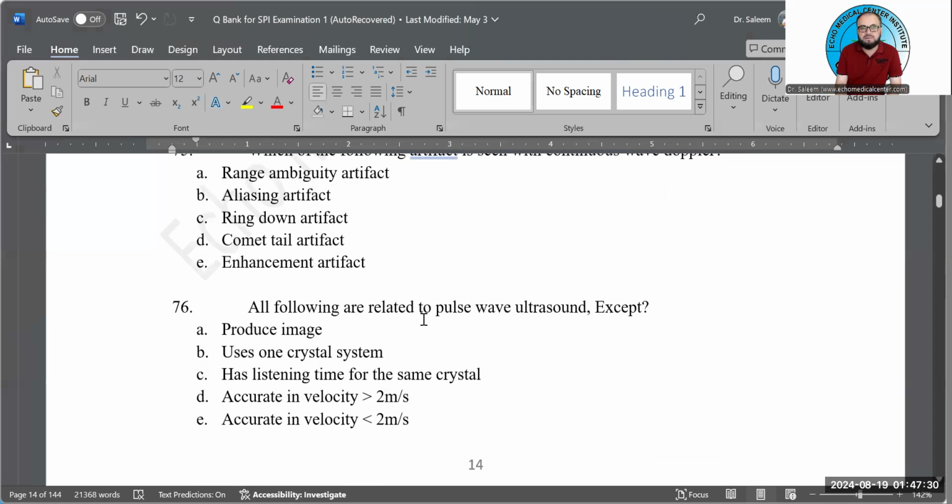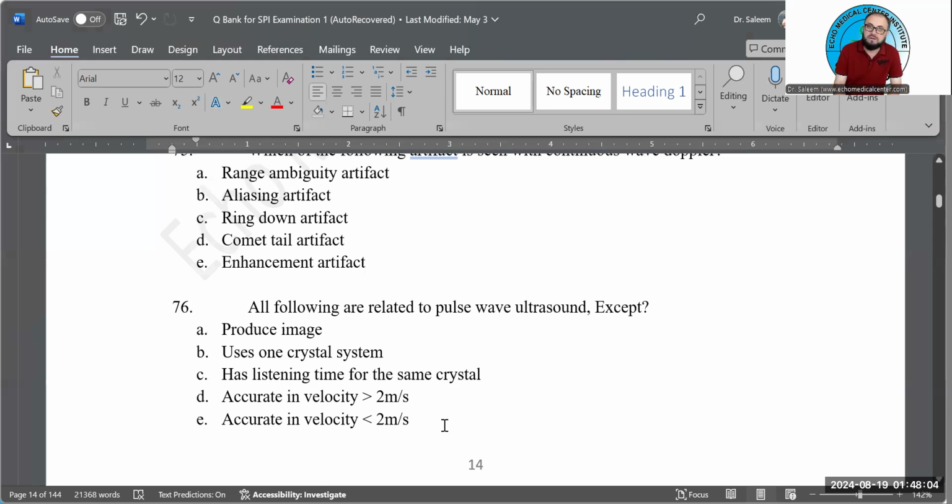All of the following are related to pulse wave ultrasound except. Like we just had a question earlier for the continuous wave, now we have it for the pulse wave ultrasound. So what do you think? Everything is related to the pulse wave, but there's one thing which is not. Produces image, uses one crystal system, has listening time for the same crystal, accurate in velocity more than 2 meters per second, accurate in velocity less than 2 meters per second. Which one is the correct answer?